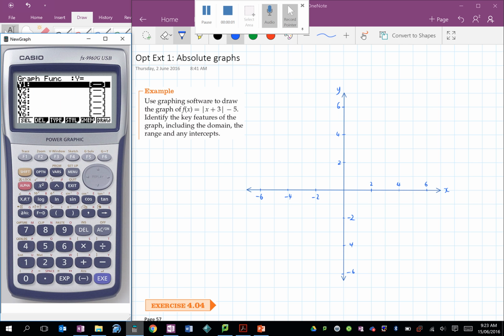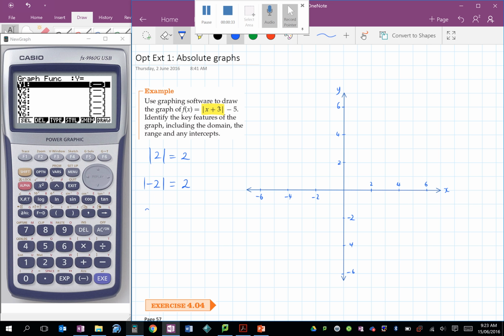Hi everyone, in this video we're looking at absolute value graphs, and you'll notice that we've got two lines either side of x plus 3 here, and I want to talk about what that means. So that means absolute value. Absolute value just means the distance away from 0. So if we had the absolute value of 2, that's simply 2. But if we had the absolute value of negative 2, that would also be 2, because we're only talking about the distance from 0. We're not talking about whether or not it's negative.